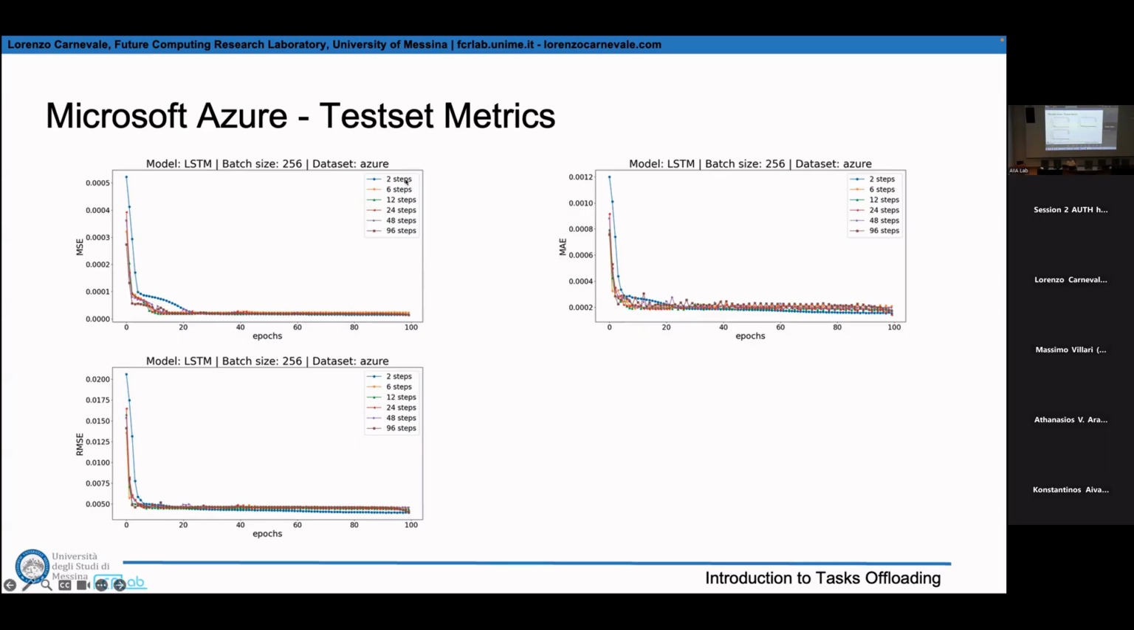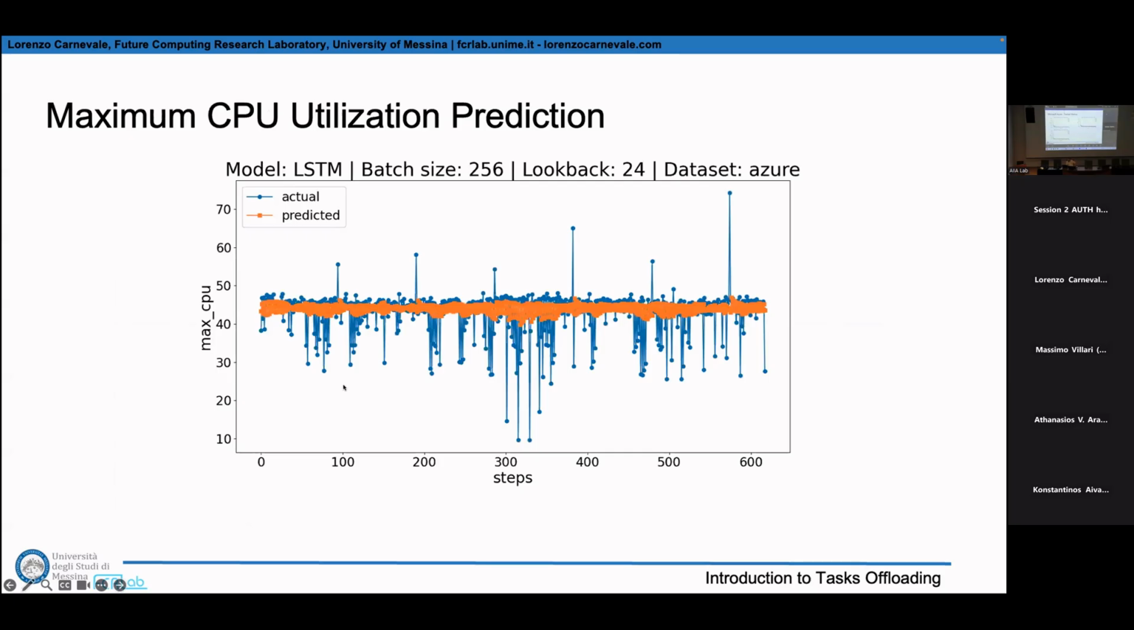When we talk about the input window of 2 steps, this means 5 plus 5 minutes, so a total of 10 minutes. 6 steps is half an hour, then 1 hour, 2 hours, and so on. So as I say, the metrics seem quite good, but if you look at the prediction, it's not like this. The model is able to capture the average value of the maximum CPU that was used, but doesn't capture the peaks.